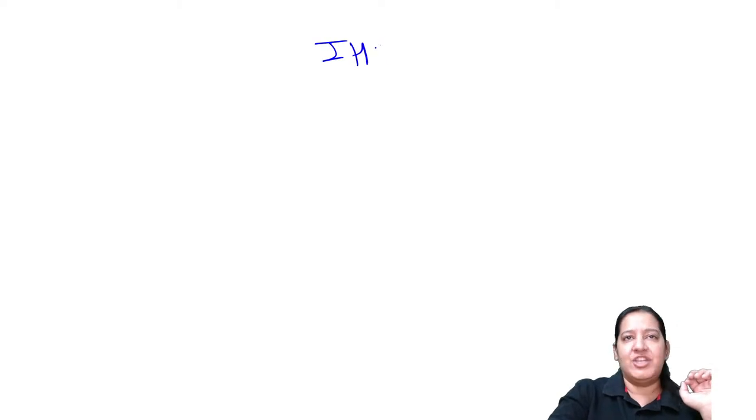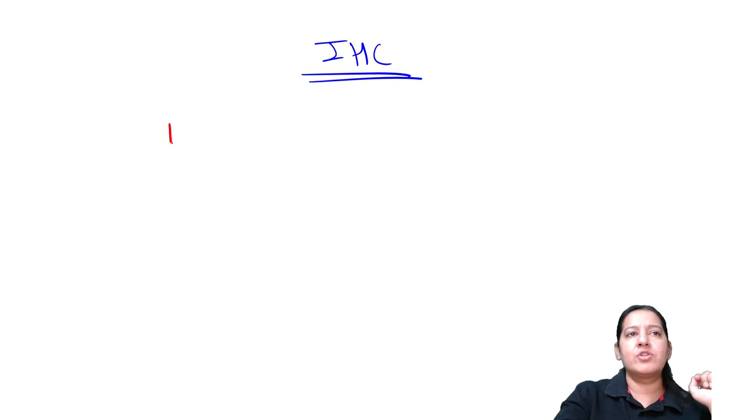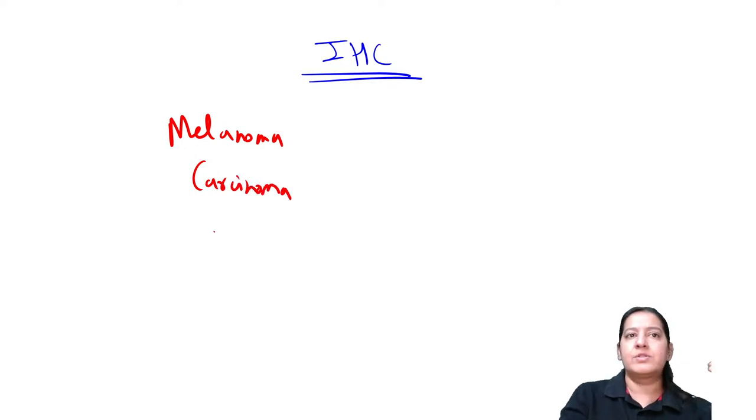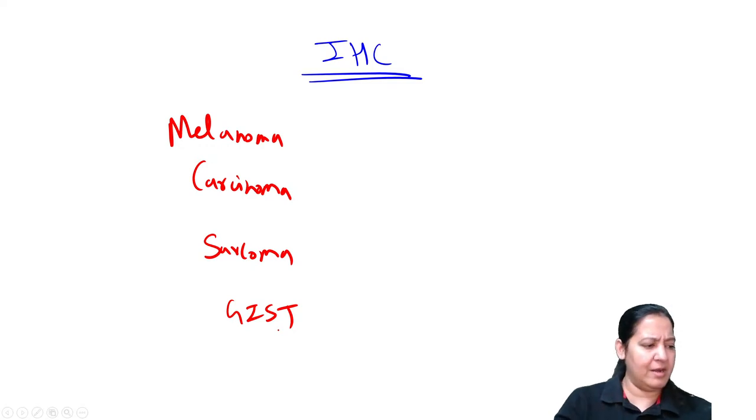So in neoplasia, when I teach students neoplasia, I give this list to them. So what is the immunohistochemistry marker of melanoma? What is the immunohistochemistry marker of carcinoma? What is the immunohistochemistry marker of sarcoma? What is the immunohistochemistry marker of GIST? So there is a big list. I cannot complete it here.